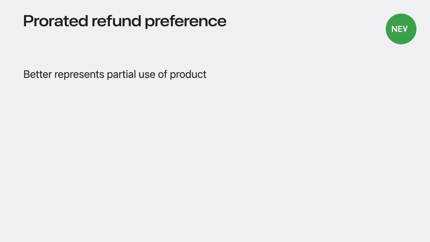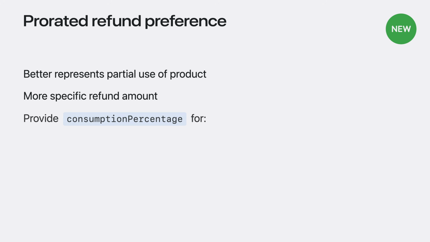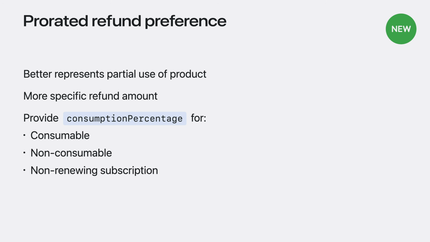Now let's dive into the new prorated refund option provided by the latest v2 endpoint. Consider providing a prorated refund preference in cases where the customer can partially consume the product. Prorated refund preference allows you to specify the consumption, helping the App Store grant an appropriate refund amount. It is required that you specify consumption percentage when you provide a prorated refund preference for consumable, non-consumable, and non-renewing subscription product types. This is so that App Store can accurately grant the appropriate refund.